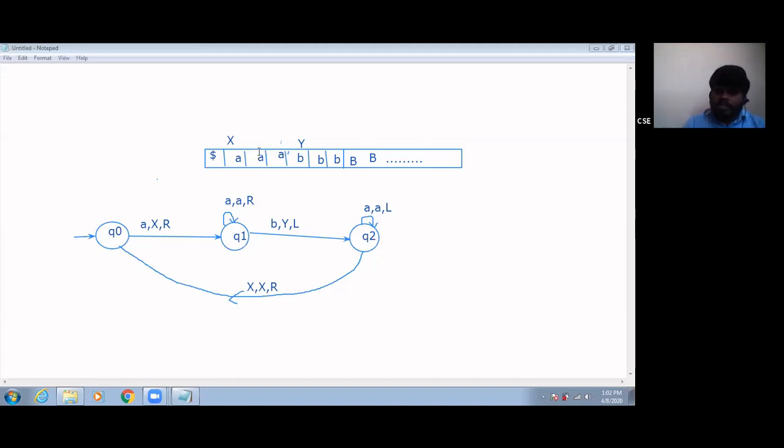So my input processing symbol is A, and this is X. What I'm doing is replacing this A with X. This A I am replacing with X. The second A I am also replacing with X. So this same transition I can use: A comma X comma R. I can use this same transition. So A I am replacing with X, and I am moving to the right-hand side. See here, because I am repeating this same process. A I replace with X, and for any number of A's I will move to the right-hand side.